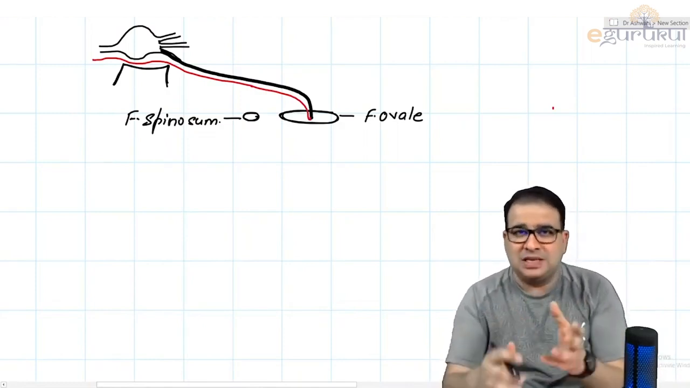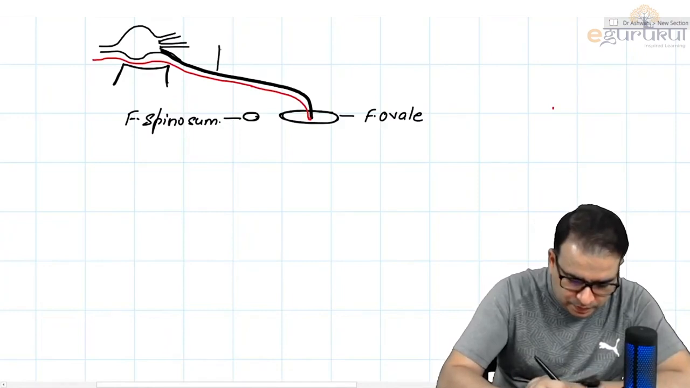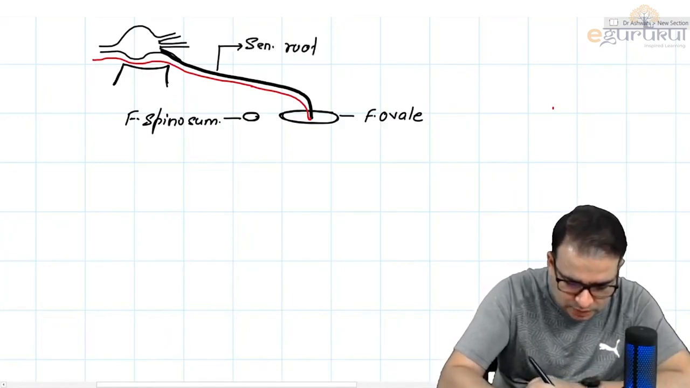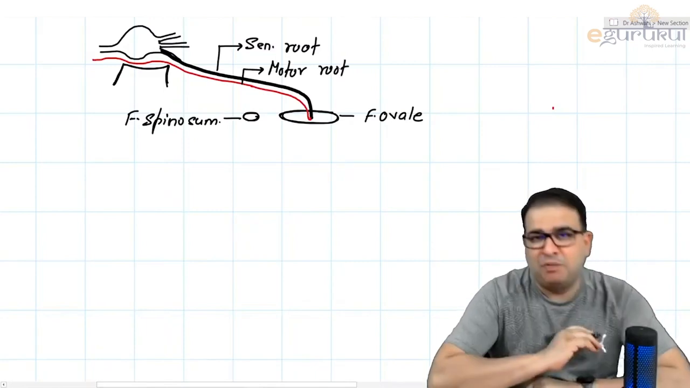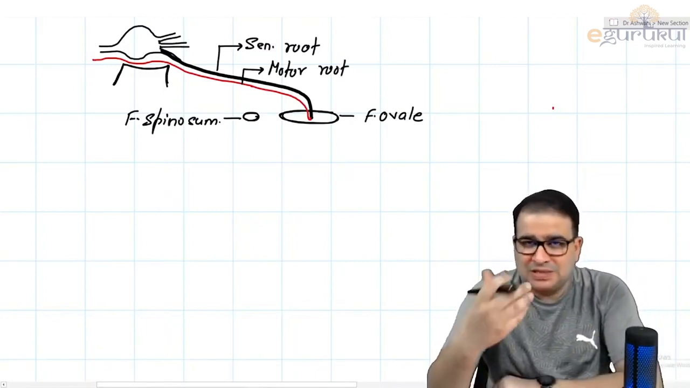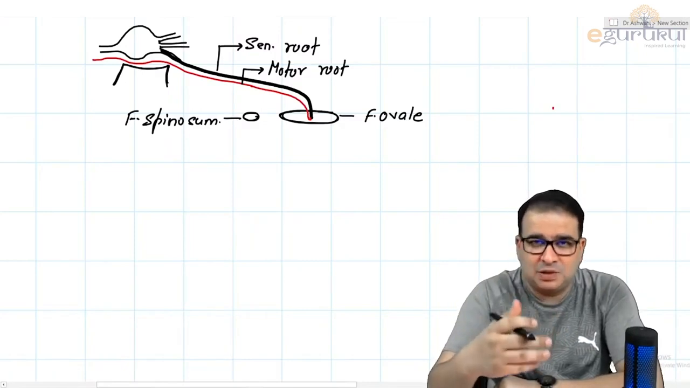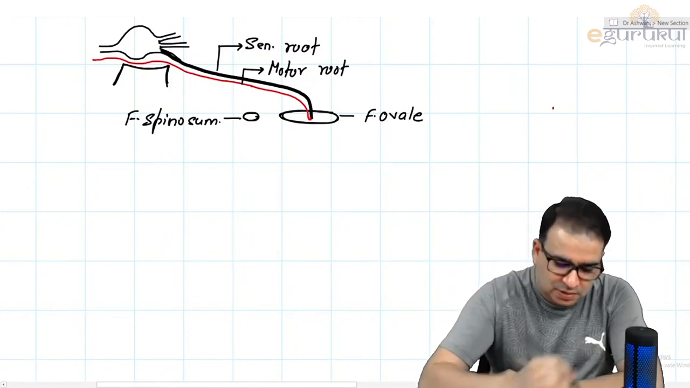Obviously, it has a motor and sensory component, both are there. But this here is the sensory root of the mandibular nerve. And let's say this is the motor root of mandibular nerve, right? Once they meet at the level of foramen ovale, they form a single trunk only. Foramen ovale gives passage to many other structures, but mandibular nerve is one main thing which is going through it.